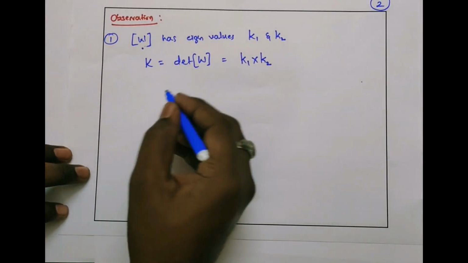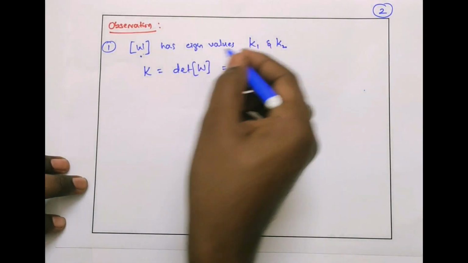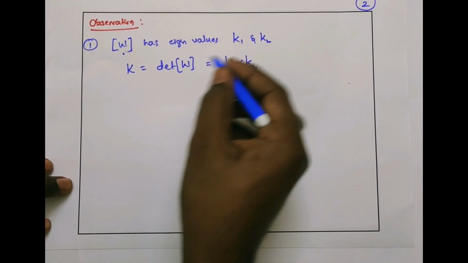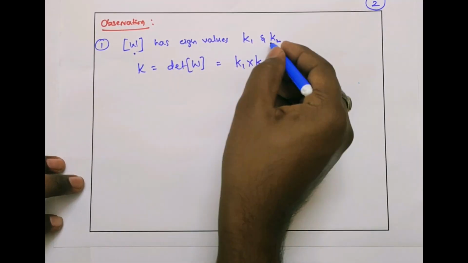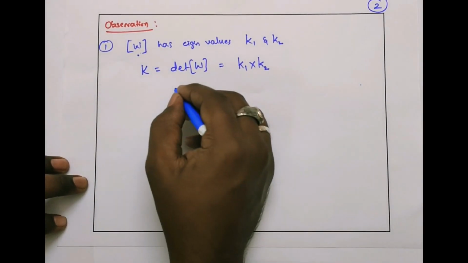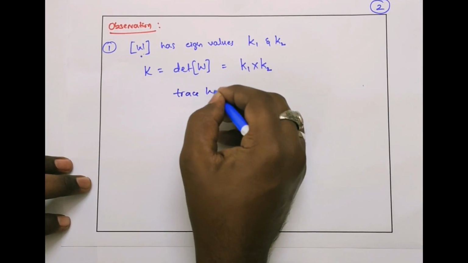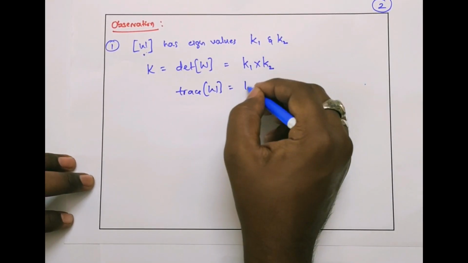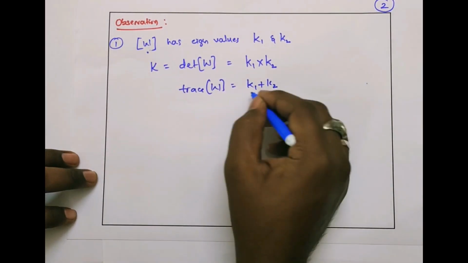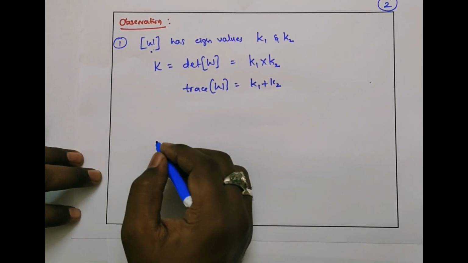And then what else do we require? Look at the trace of such a matrix. Trace is nothing but the sum of the diagonal elements. Here our diagonal elements are nothing but our eigenvalues. So the trace of the matrix corresponding to the Weingarten map is the sum of the diagonal entries, that is K1 plus K2, because our principal curvatures are the diagonal elements in this case.